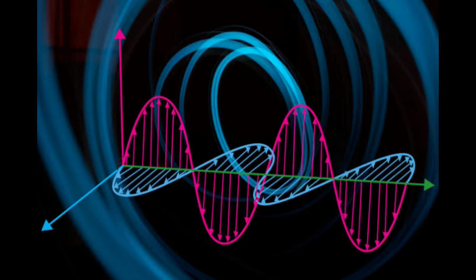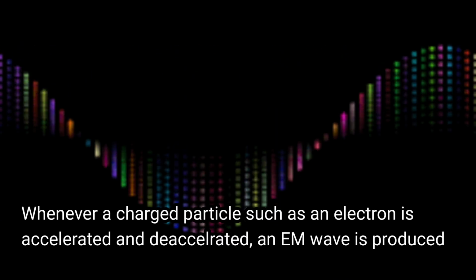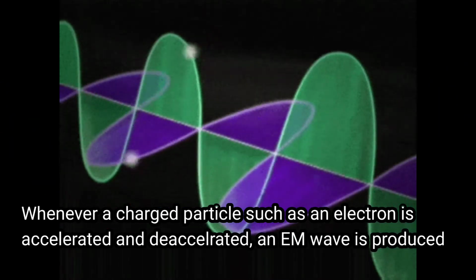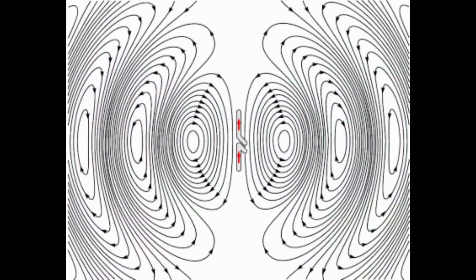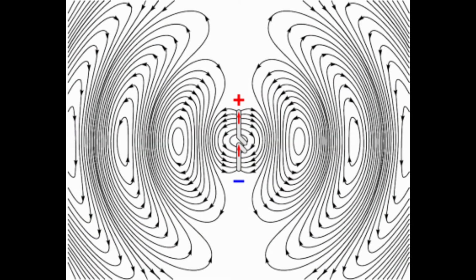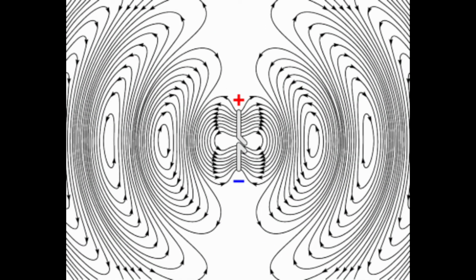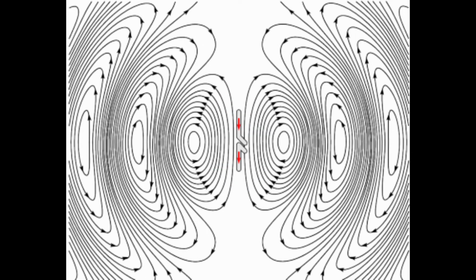An electromagnetic radiation is produced whenever a charged particle, such as an electron, changes its velocity, that is, whenever it is accelerated or decelerated, an EM wave is produced. A common example of this phenomenon is an oscillating charge in a radio antenna.